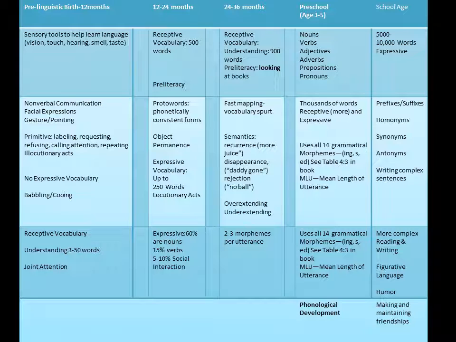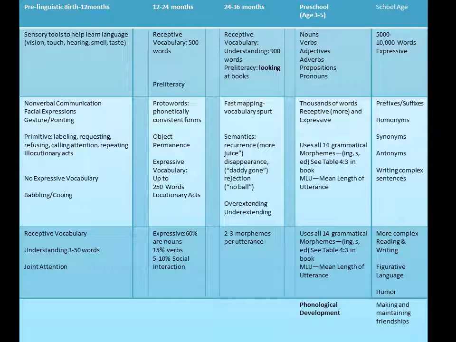The pre-linguistic period, which is birth to 12 months, is a time when children are using their senses to learn language. They use vision, touch, hearing, smell, taste. We've talked about this stage as being the cooing and gooing, babbling stage. There's not really any expressive vocabulary. The receptive vocabulary is increasing much faster than expressive. So we know by 12 months children can understand up to about 50 words.